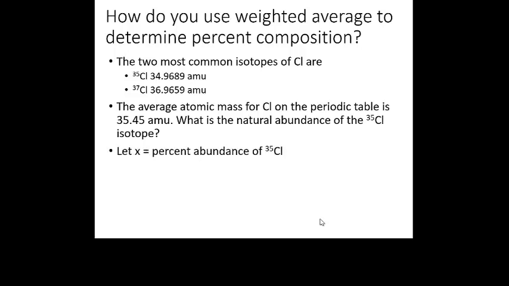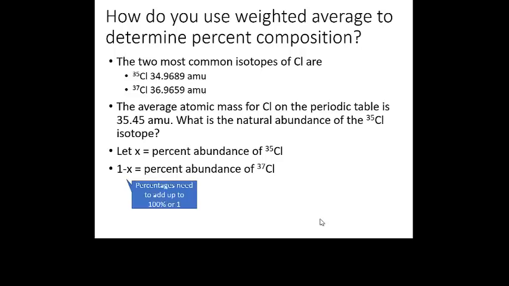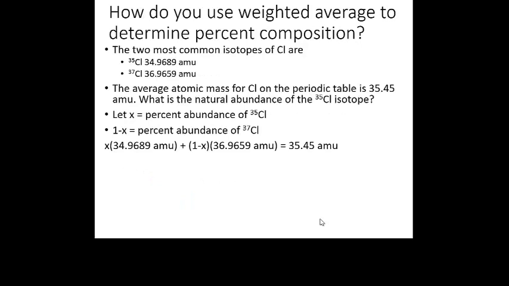Well, if we say let X be the percent abundance of chlorine 35, right? We know that the two isotopes together have to add up to 100%. So we can say let 1 minus X be the percent abundance of chlorine 37, right? Because when we add up our decimal percentages, when you have 100%, you have 1, right? So then what we're going to do is sub X and 1 minus X into our equation that we had before, right?